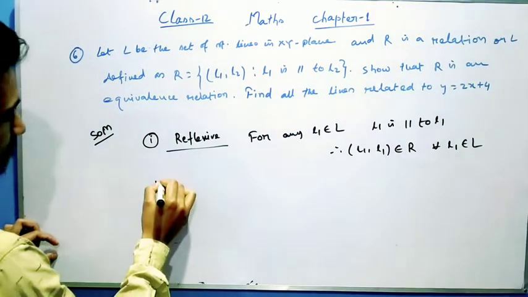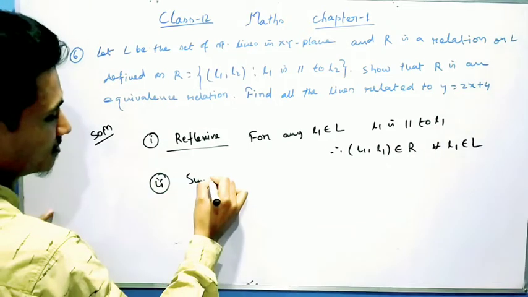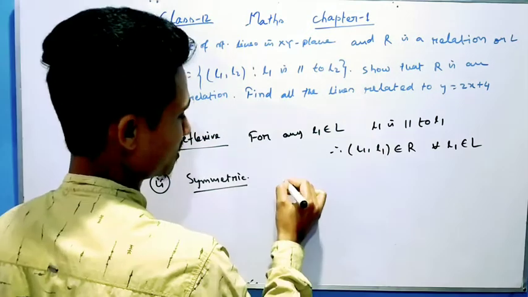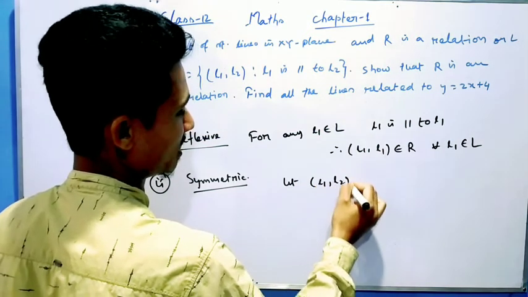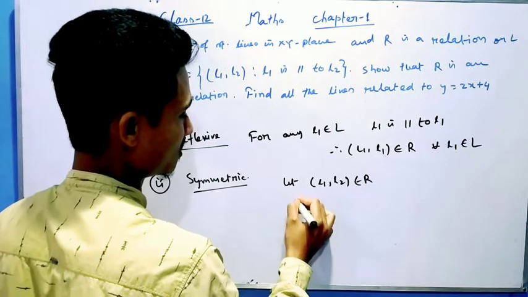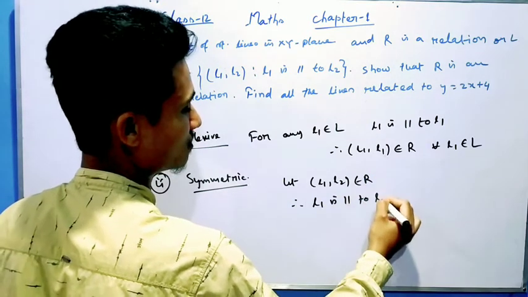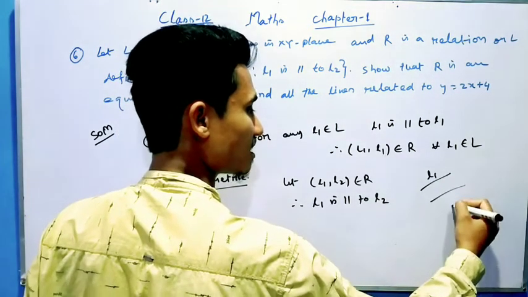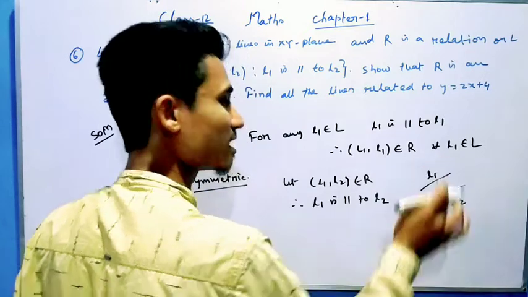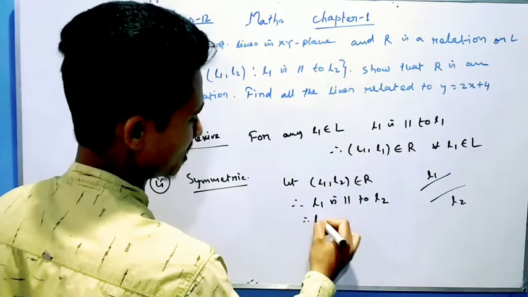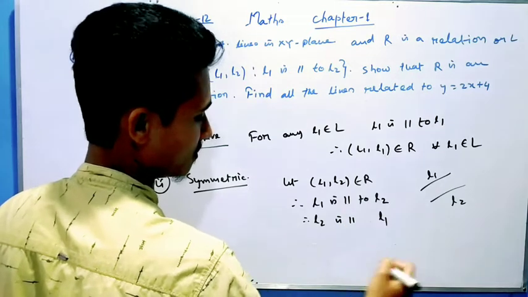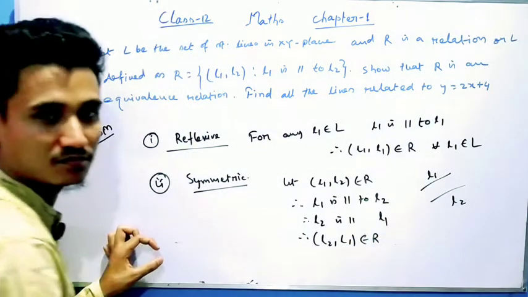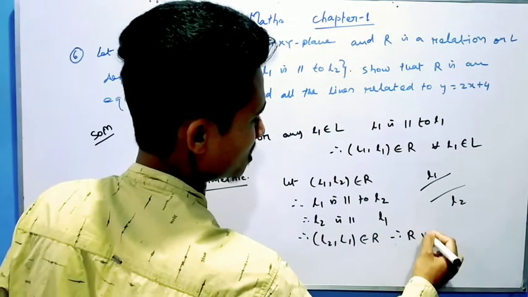Next, number 2 property is the symmetric property. Let (L1, L2) belong to the relation. Therefore we can say L1 is parallel to L2. This is the way the relation is defined. So if this is L1 and this is L2, and L1 is parallel to L2, then L2 is also parallel to L1. Therefore (L2, L1) belongs to the relation. Therefore R is symmetric.